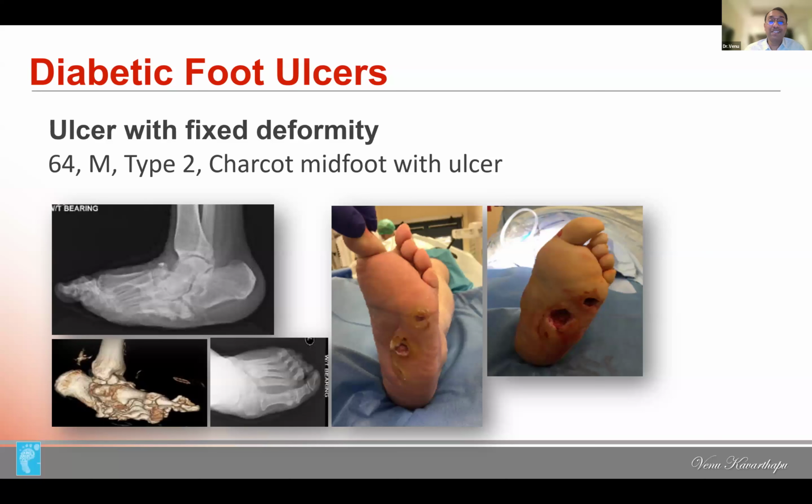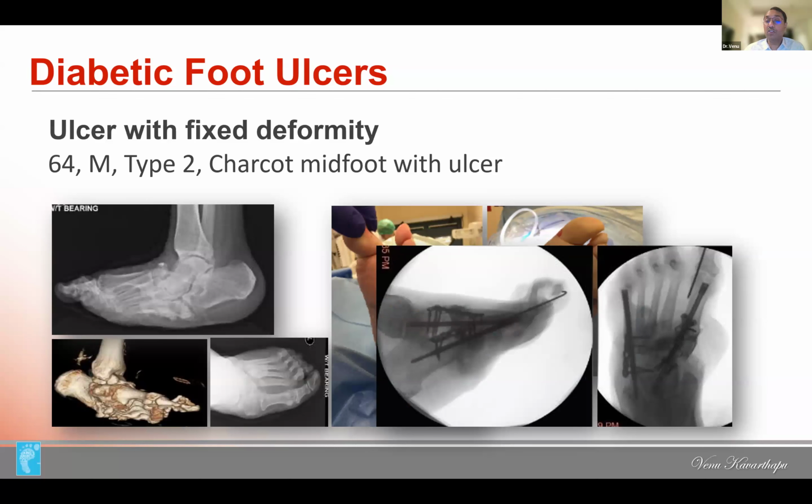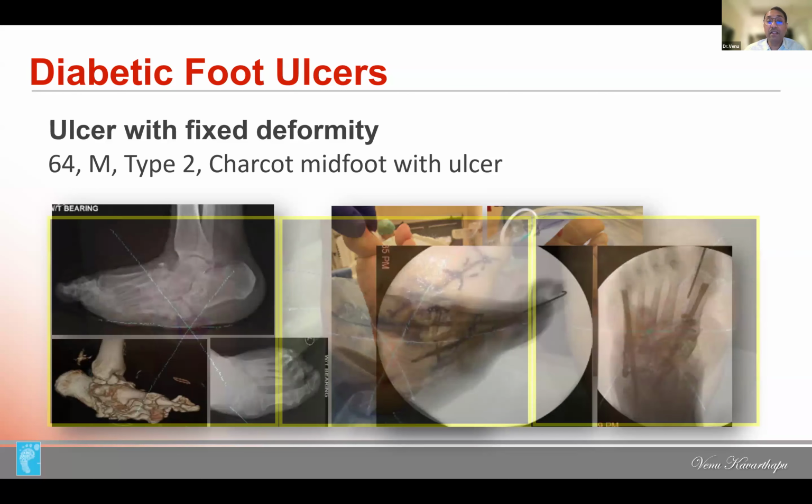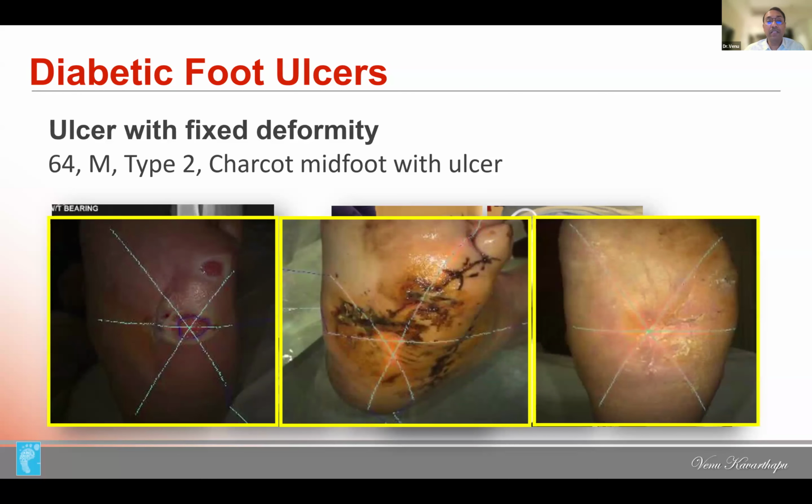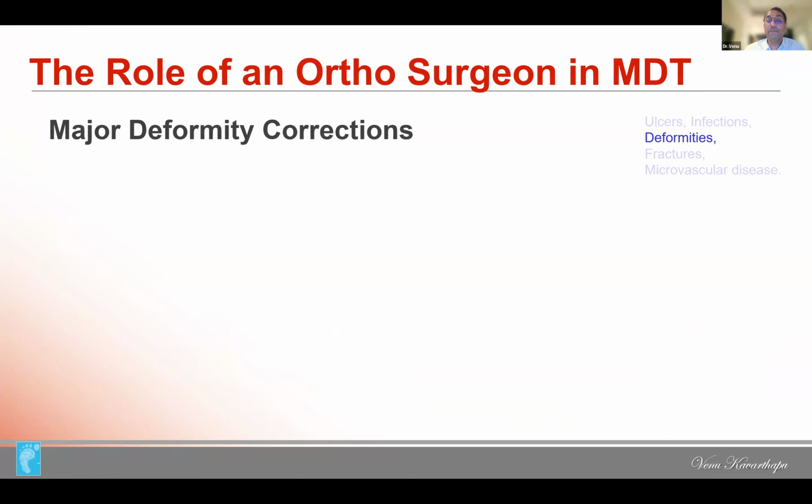For those presentations, we do a one-stage procedure: debride the ulcer, redrape, and then proceed with Charcot foot reconstruction. Again, because you have corrected the deformity, you have achieved stability, the ulcer heals and it stays healed. And the patient also achieves good ambulatory status.